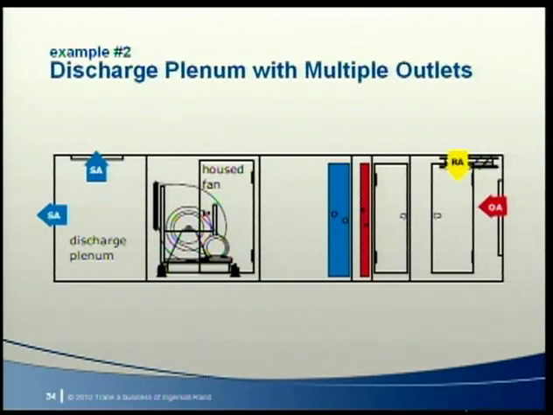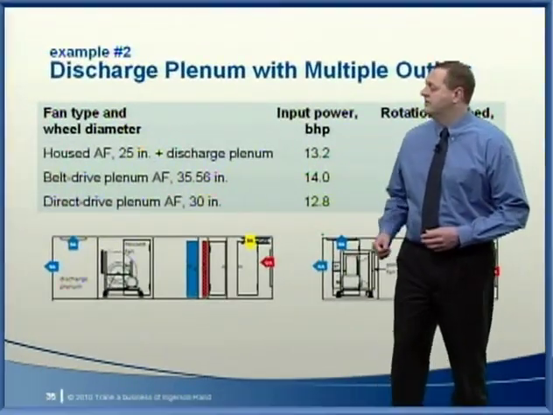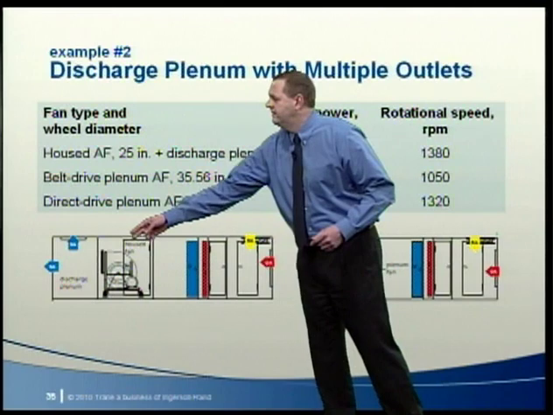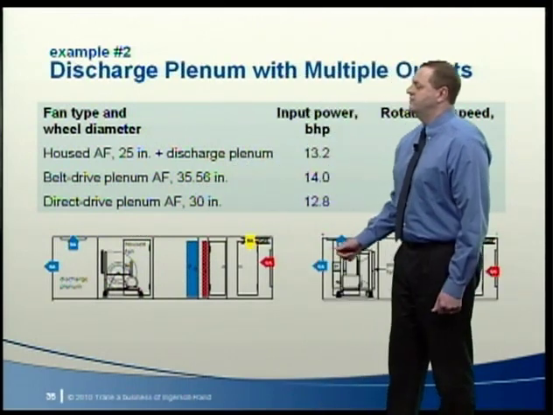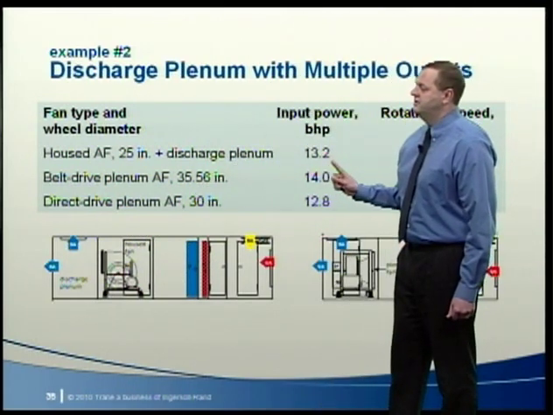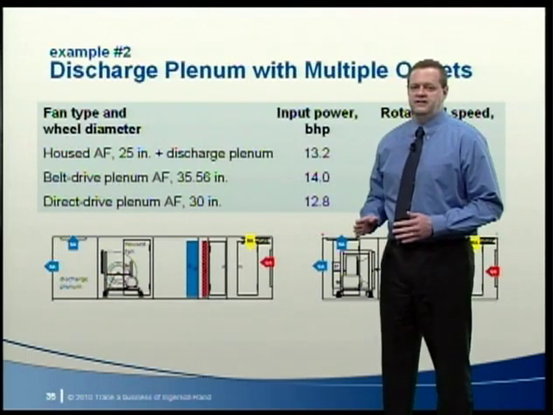A discharge plenum is often added downstream of a housed fan to reduce discharge sound levels or to provide more flexibility, like multiple duct connections or to allow for an abrupt change in direction. But as I mentioned, a housed fan is at its best when discharging into a straight section of duct. When a housed fan discharges into a plenum, the energy losses result in increased fan power. In our example, adding the discharge plenum to the housed fan increases its brake horsepower from 11.8 to 13.2 since it no longer discharges into a straight duct.